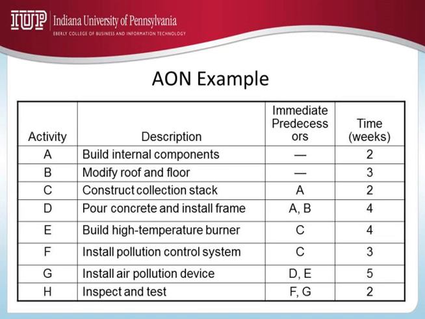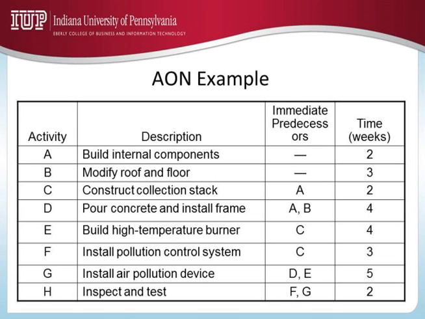Almost half the students will tell me 2 plus 3 plus 2 plus 4 plus 4 plus 3 plus 5 plus 2, 25 weeks. Obviously that is not correct, right? And occasionally I have a couple of students who will say, okay, activities A and B can be completed, both of them, in 3 weeks. If you start today, at the end of 2 weeks, you'll be done with A. At the end of 3 weeks, you'll be not only done with A, but also with B.